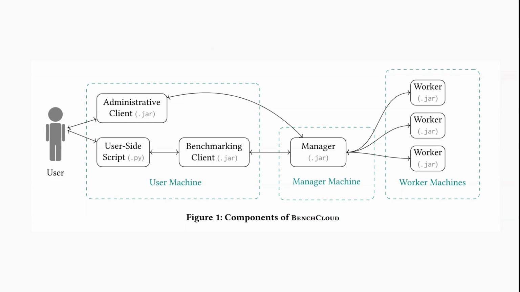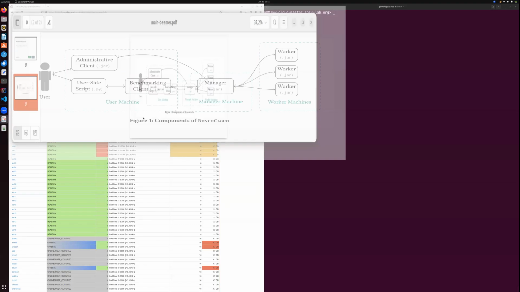Mainly, the benchmarking client can submit runs or run collections to the manager, and it then distributes the workload to the workers. It then collects the outputs from the workers, couples them, and provides the output via the benchmarking client to the user. Let me show you our LMU instance of BenchCloud.